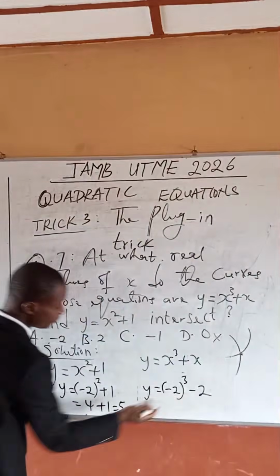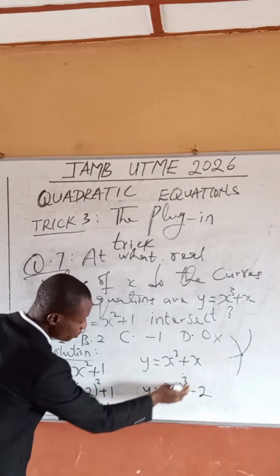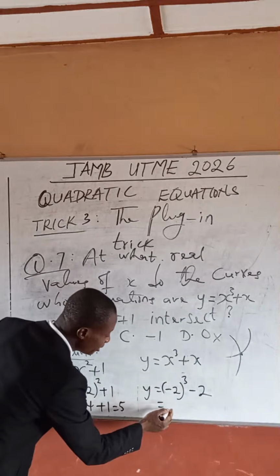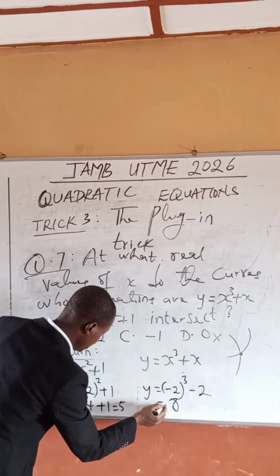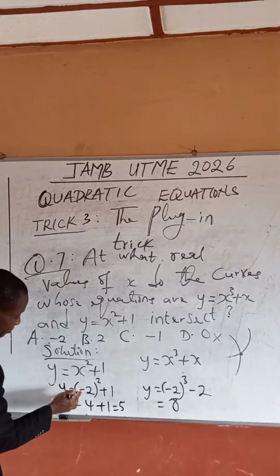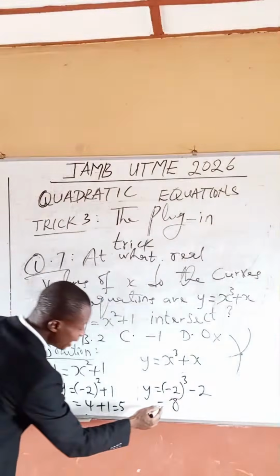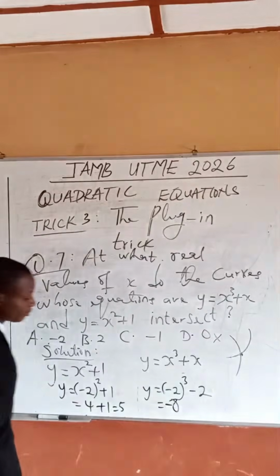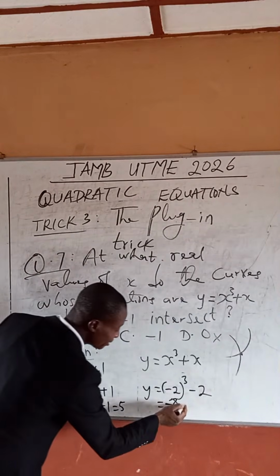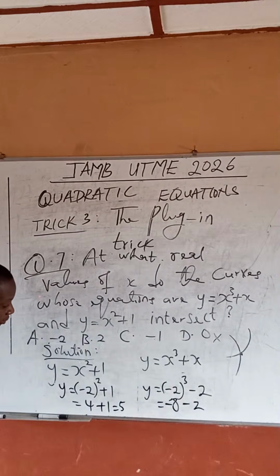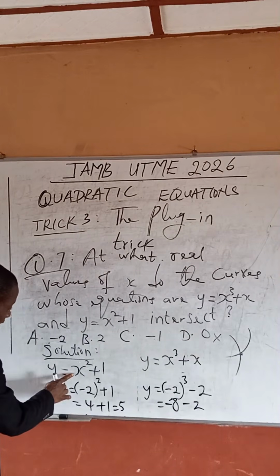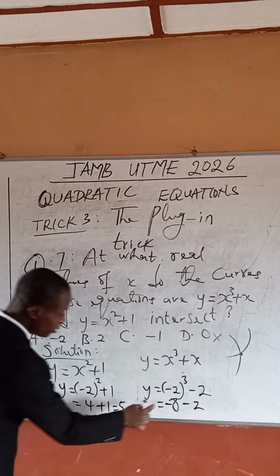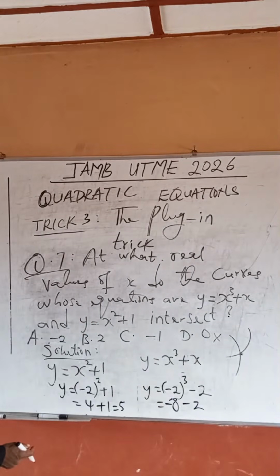Then what about here? Minus 2 raised by 3 is what? Minus 8. Yeah, this is 5, and this is minus 8. Then this is minus 2. That's minus 10. So which means this is not the answer, right? This is not the answer. So we try the other one too.